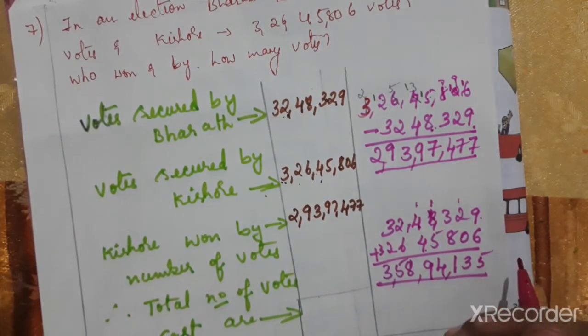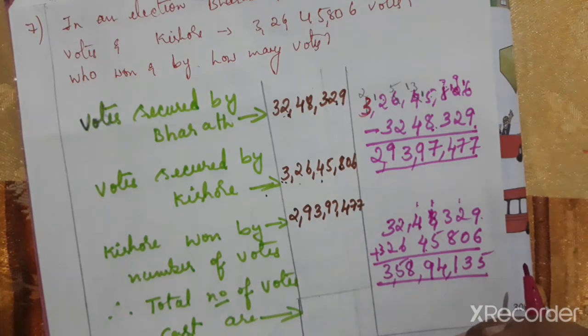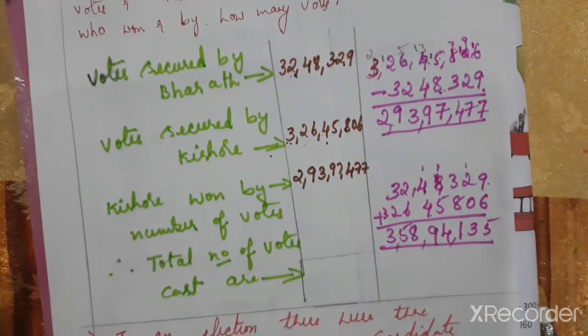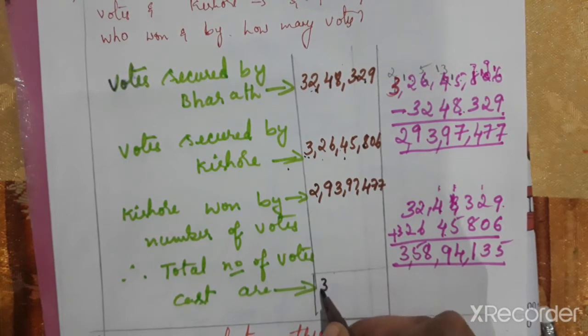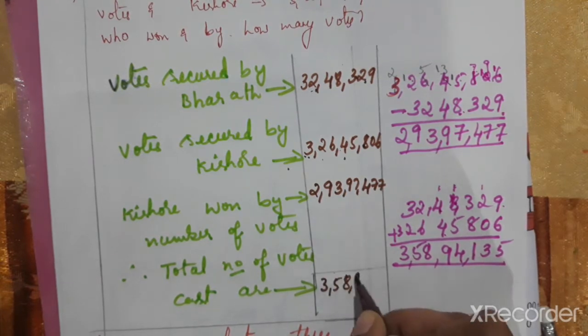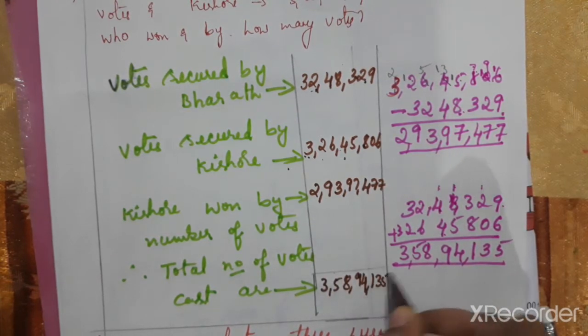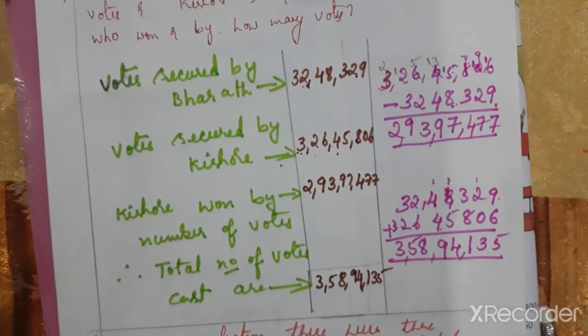Answer is 3 crore 58 lakh 94,135. The total number of votes cast is 3 crore 58 lakh 94,135.